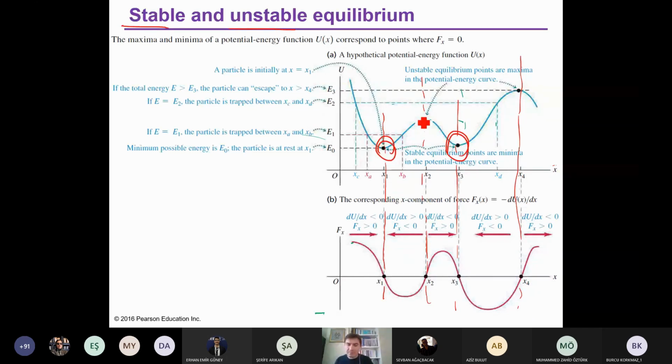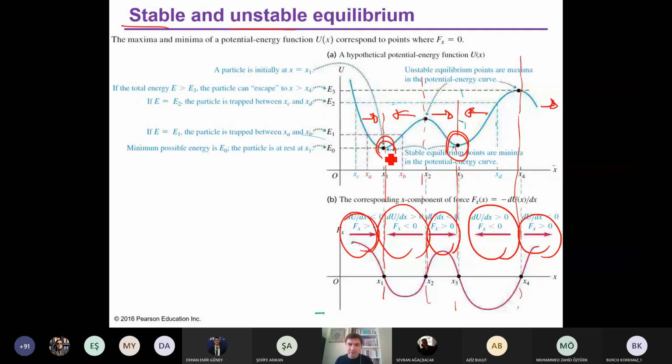What do you see here? What about the direction of the force? Here, look at this one. The direction of the force is in this direction. Here, the direction of the force is in this direction. Here, the direction of the force is in this direction. And the direction of the force is here. And what about this one? This is the direction of the force.